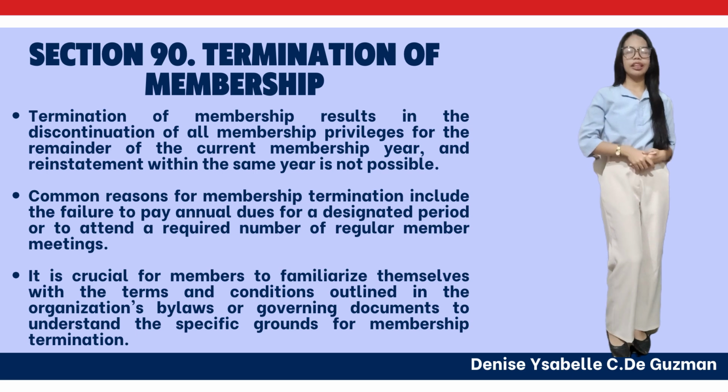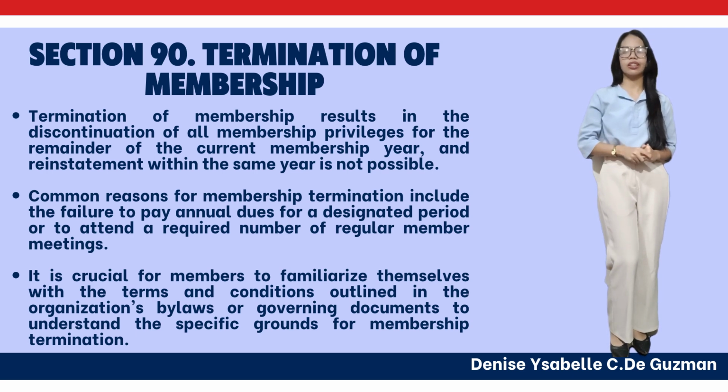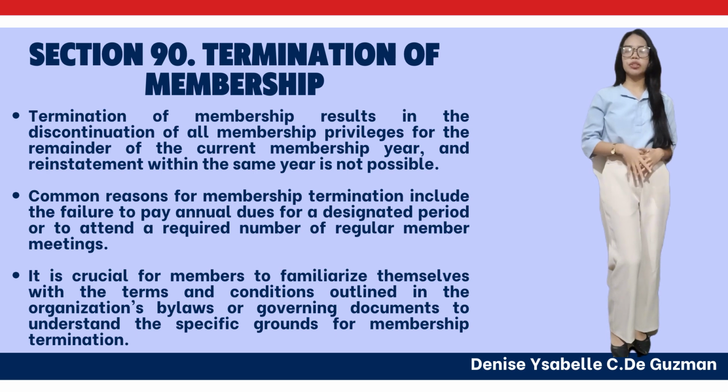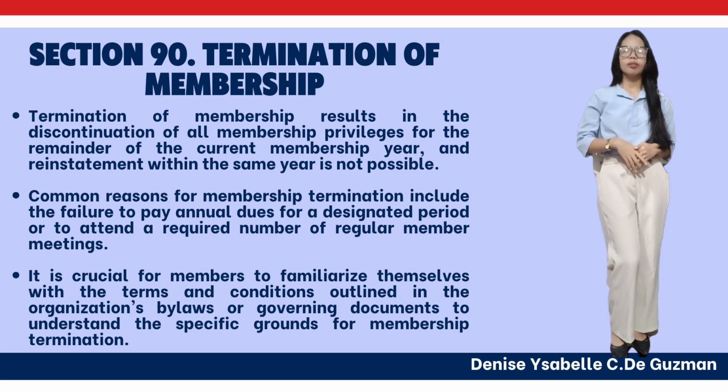Section 90 Termination of Membership. Termination of membership results in the discontinuation of all membership privileges for the remainder of the current membership year, and reinstatement within the same year is not possible. Any subsequent applications for membership in the following years may be subject to probationary terms or additional requirements. Termination of membership in an organization can stem from various factors as specified in its governing documents.